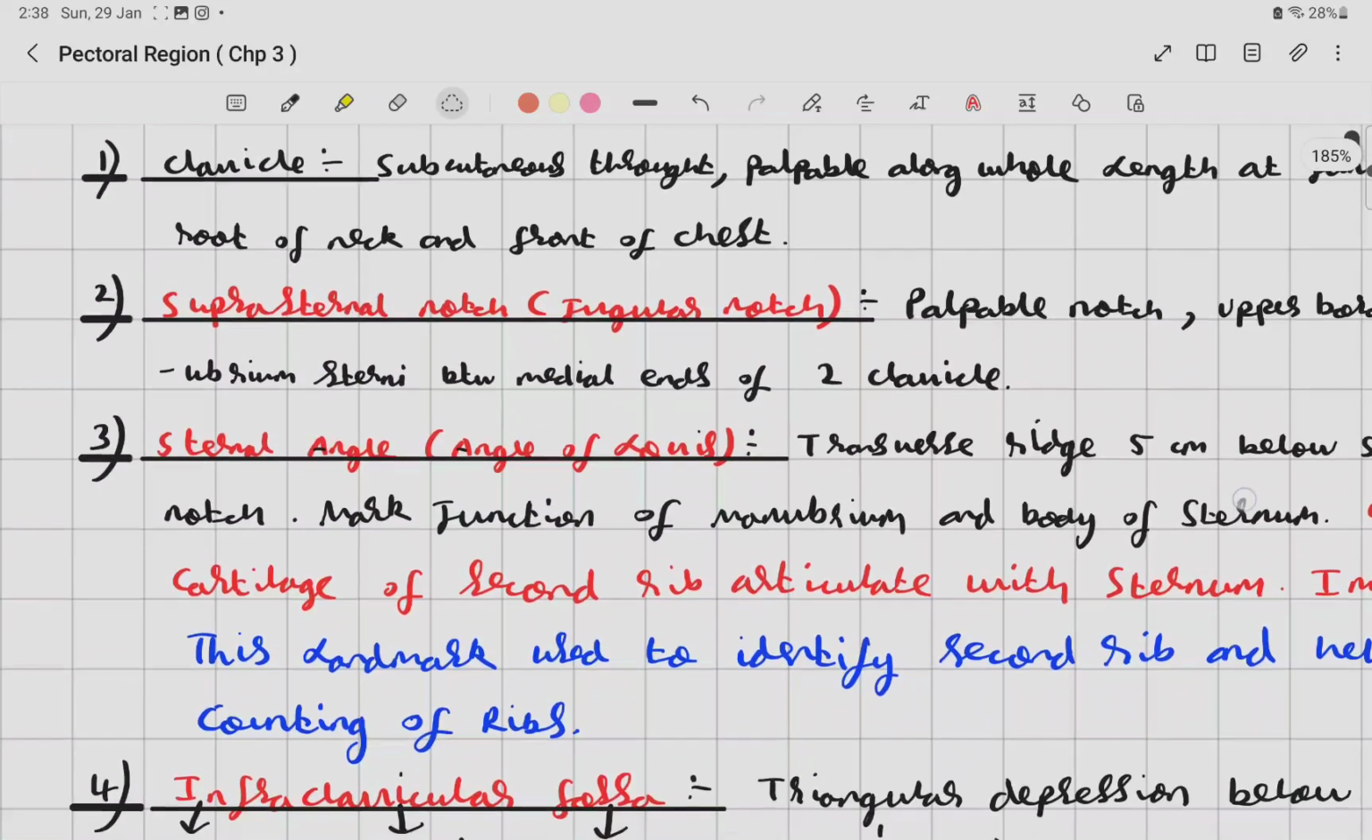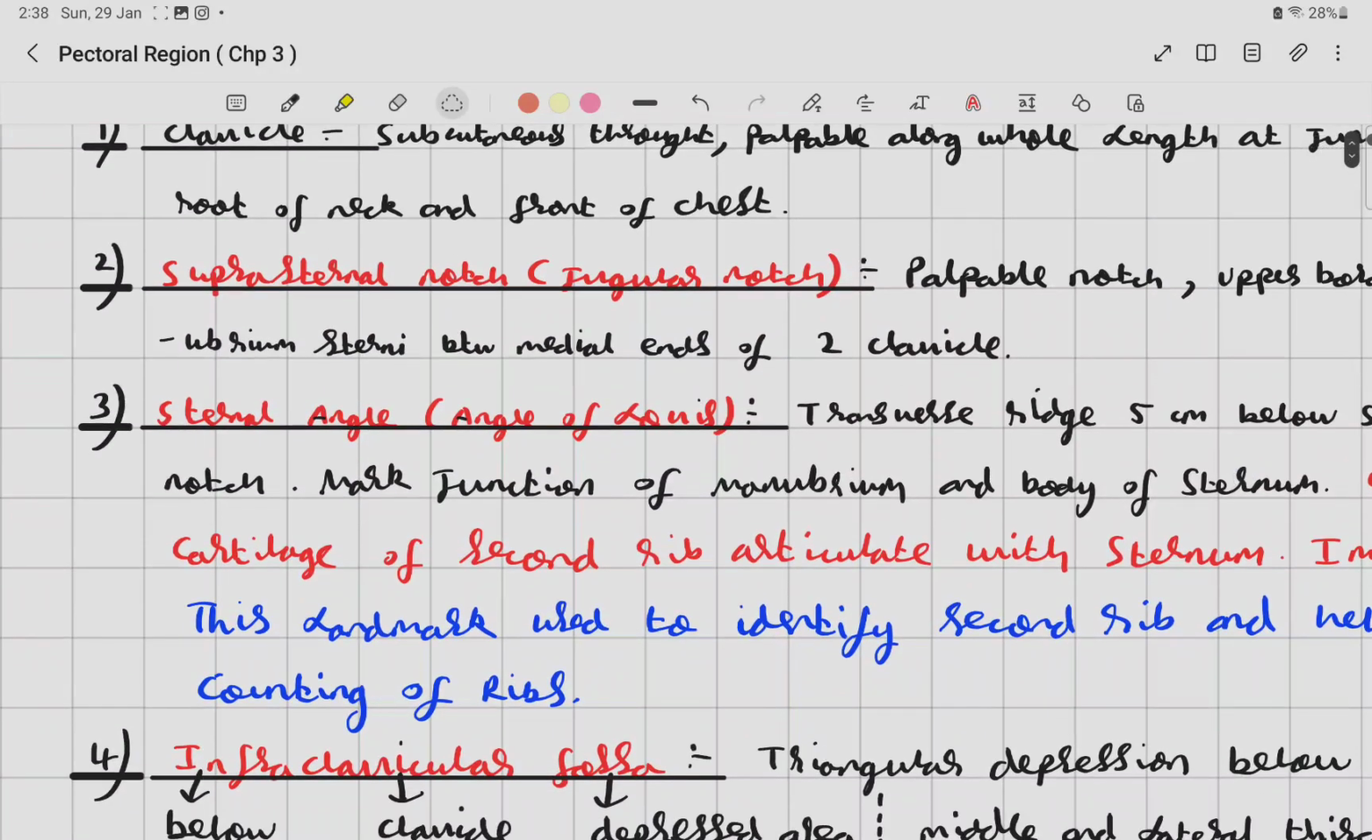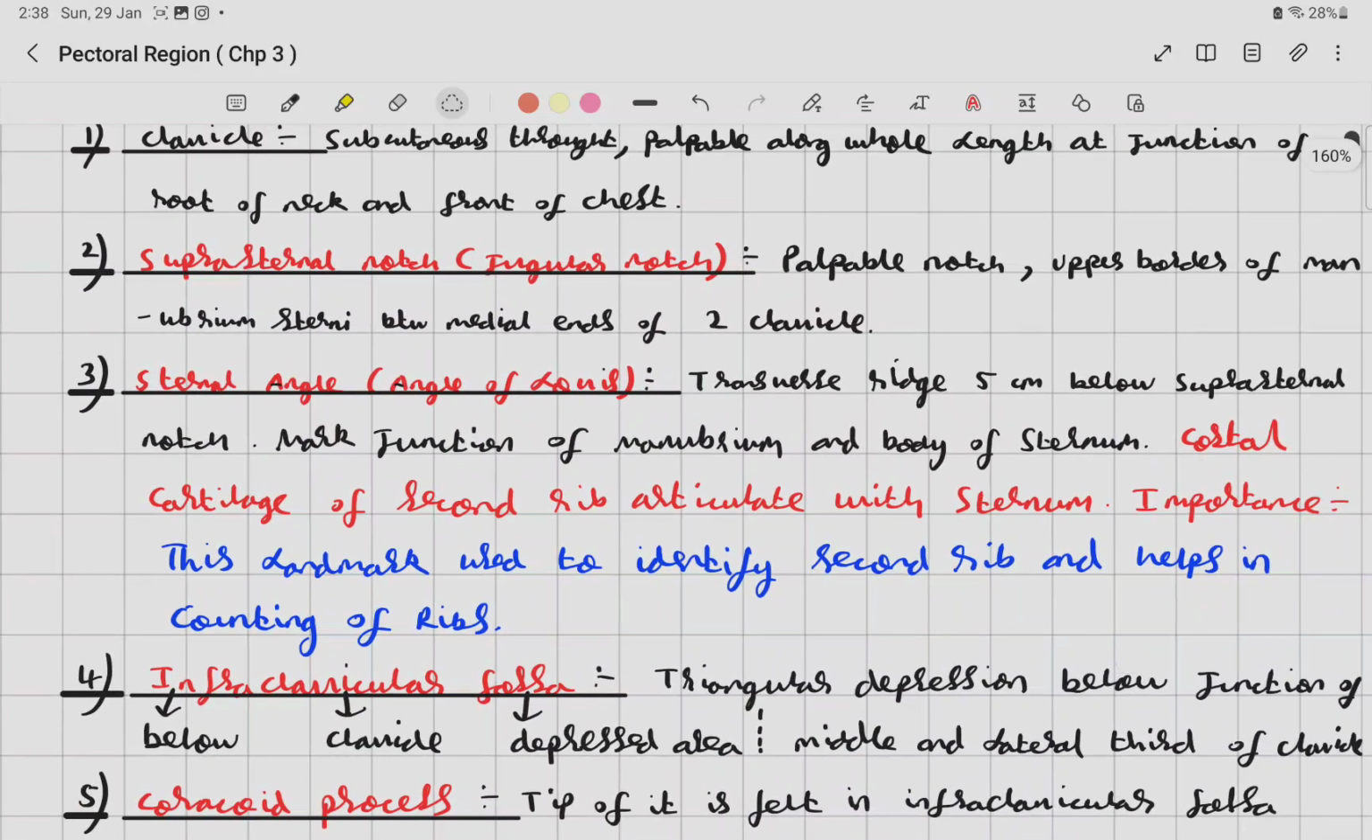Next, sternal angle or angle of Louis. It is a transverse ridge present 5 centimeters below the suprasternal notch, and it marks the junction of the manubrium and the body of the sternum. The sternum has two parts, the manubrium and the body.